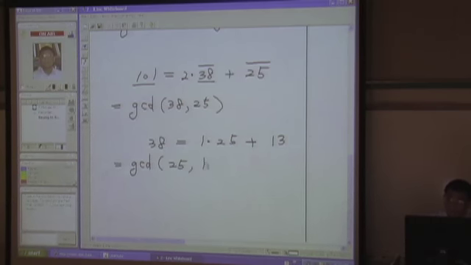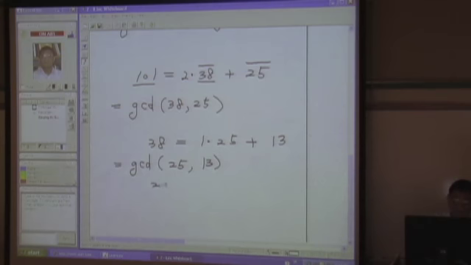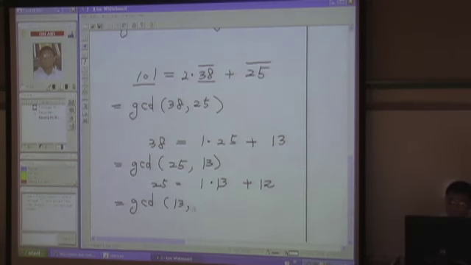Thank you. 38, 25 equals 25 and 13 by the same reasoning. And the same thing continues and continues. If you divide 25 by 13, then the quotient is 1, and the remainder is 12. And then GCD of 13 and 12. Then if you divide 13 by 12, the quotient is 1 and the remainder is 1.